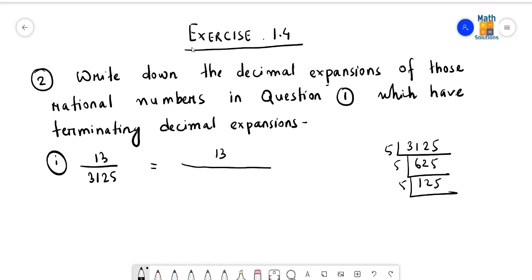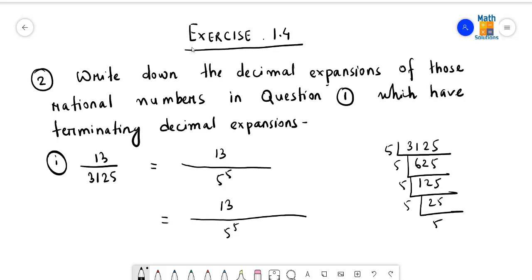Again by 5 when it is divided I get the result 25. Again by 5 it is 5. So I get here 5 fives, means it will be 5 to the power 5. So for converting this into decimal expansions without dividing, how can we do it? 13 is there in the numerator part, and in the denominator we are having 5 fives. So if we convert the denominator into powers of 10, then it will be easier for us to convert this whole thing into decimal format.